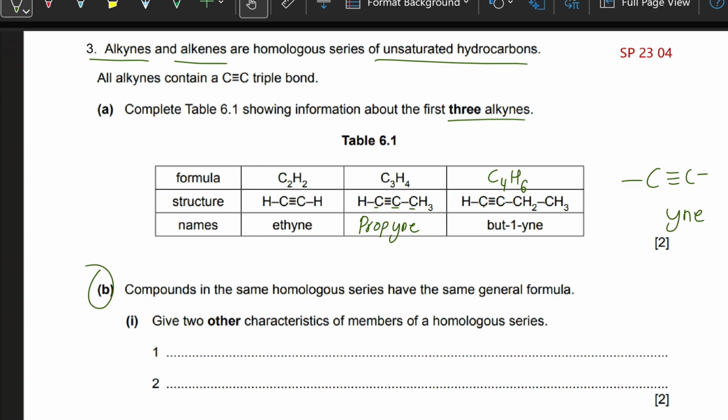B part. Compounds in the same homologous series have the same general formula. Give 2 other characteristics of members of homologous series. As we discussed, homologous series, so they have same functional group. Same functional group, and they have similar chemical properties.